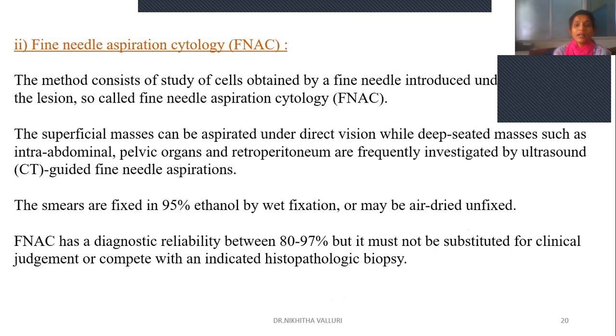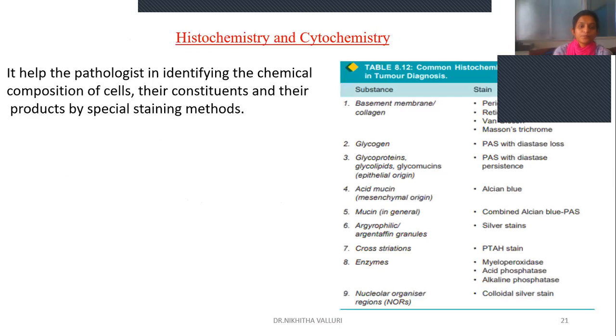And then fine needle aspiration cytology, as we said, the fine needle is sent in under vacuum and a piece is collected from deep seated masses like intra-abdominal and pelvic organs. This can be done under ultrasound guidance or CT guidance. The smears taken are kept in 95% ethanol, then air fixed and examined under the microscope. The reliability is between 90 to 97%, but it must not be substituted for clinical judgment. We cannot depend only on this; we have to go for clinical judgment depending on the histopathological biopsy.